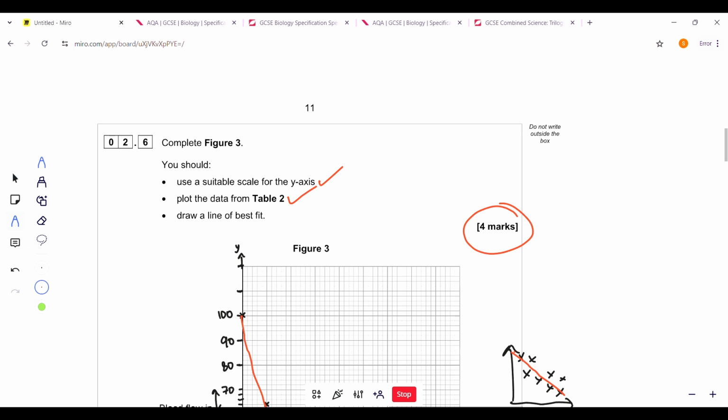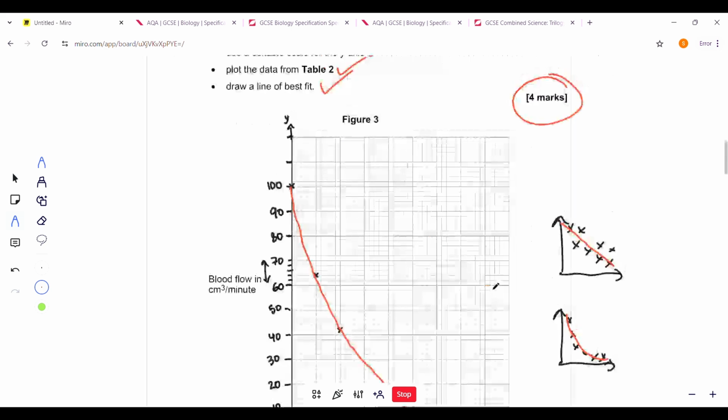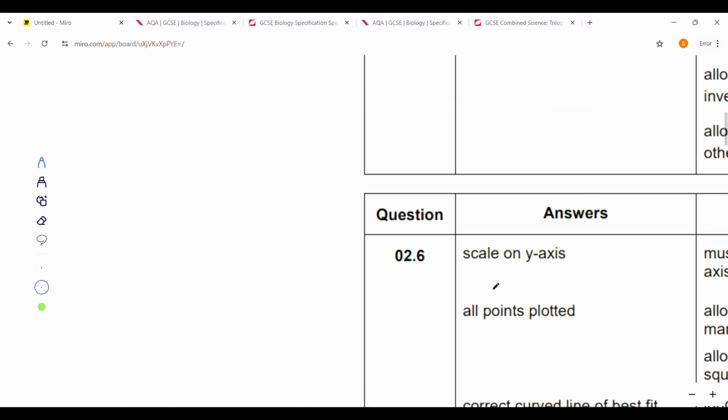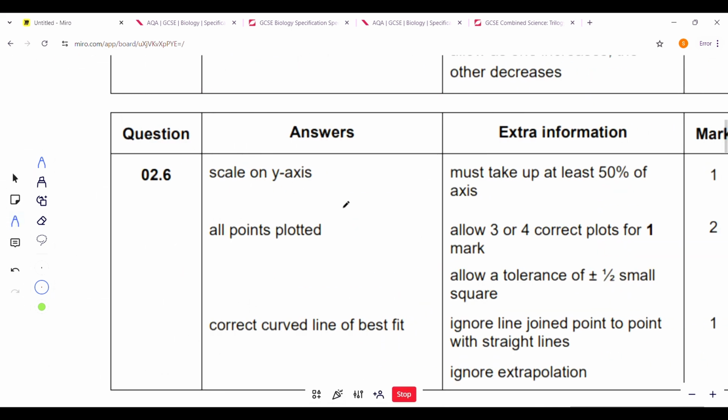And then draw a line of best fit. That is the point there. So let's see how the marks are distributed for this. Have a scale on the axis. Like I said, all points need to be plotted. And then a correct curved line of best fit. So they tried to say line of best fit. Don't always think that it's a straight line. It will be curved. You just have to look at how the data works.